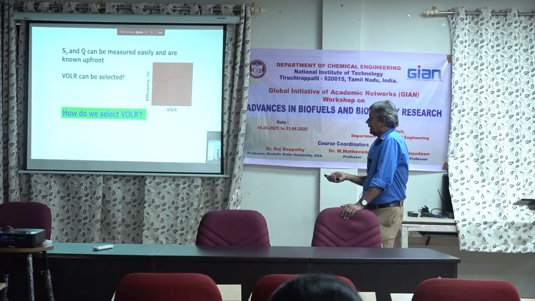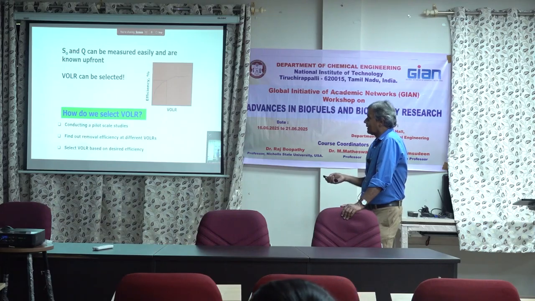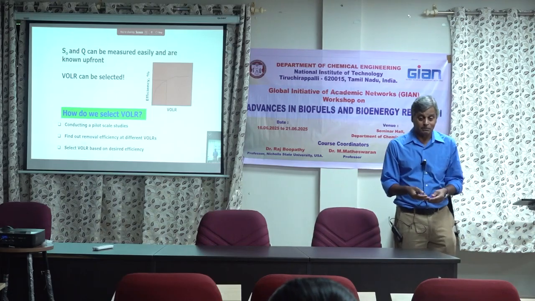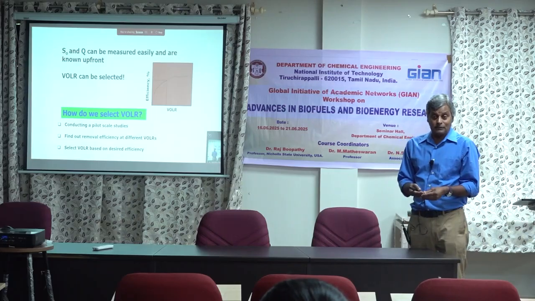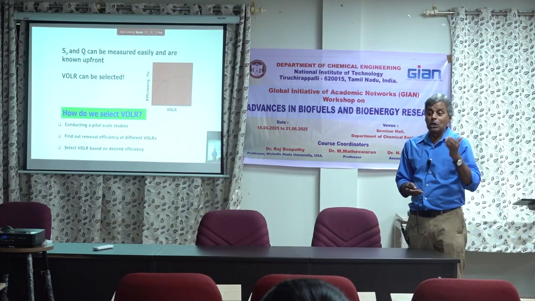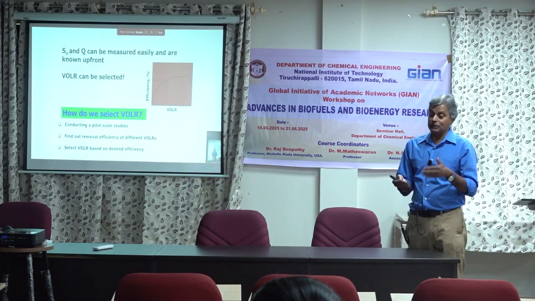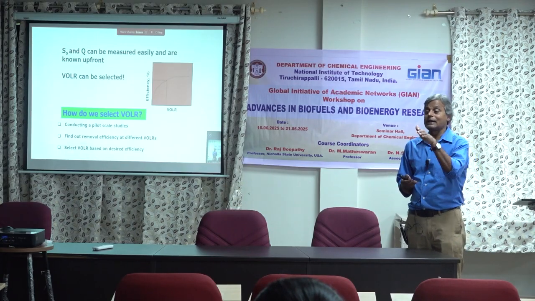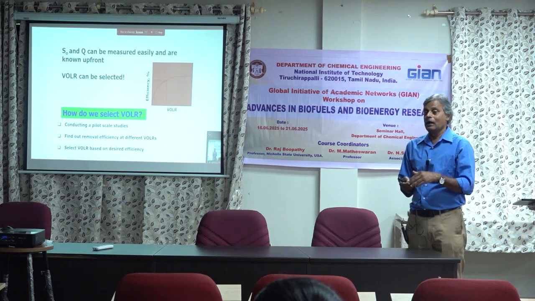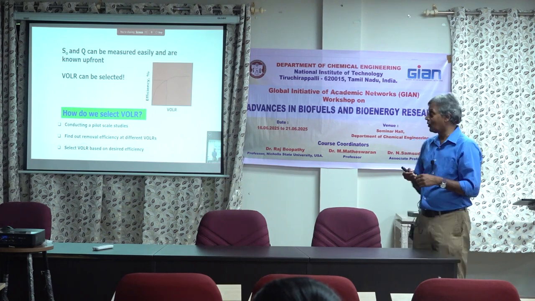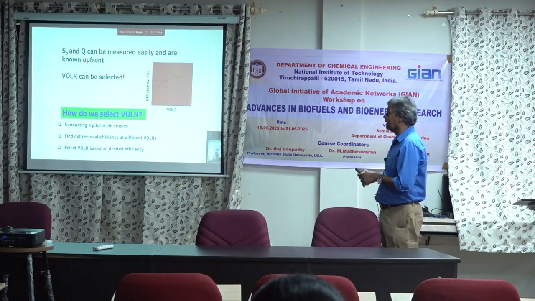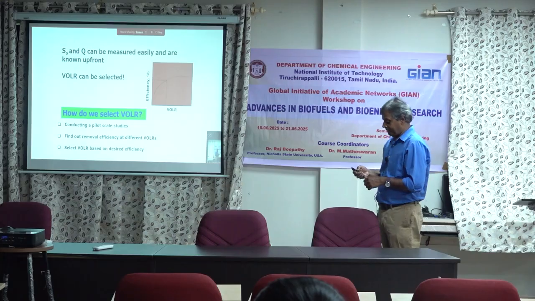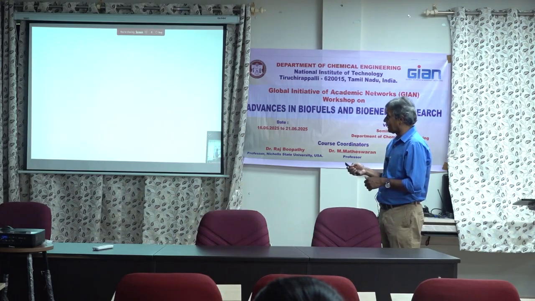So how do you select it? You need to conduct some pilot scale studies and find out the removal efficiency of your system, how much your bacteria can take in your anaerobic digester. If you are starting a new digester, the bacteria cannot take a high loading rate. It has to adjust and reach the steady state before it can take a high volume of organic loading. So you do a small scale study first to see how much the bacteria can take. As a first problem, I will come back to that.